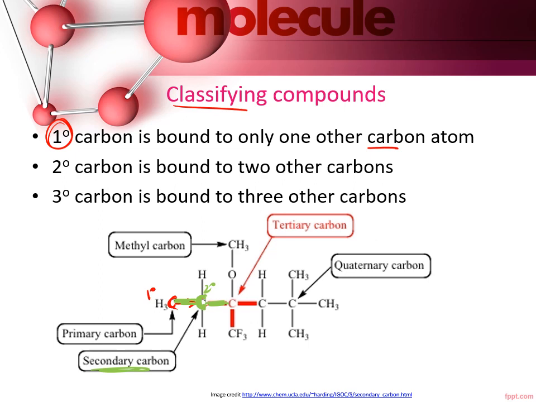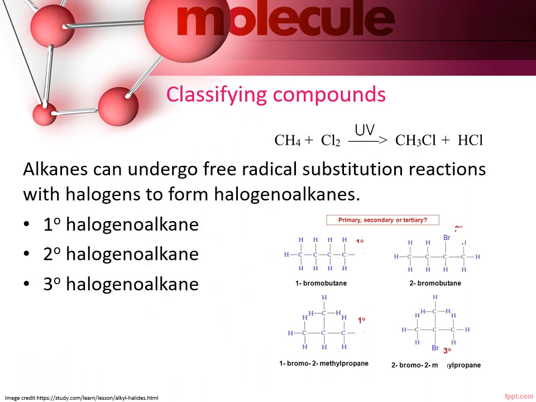This carbon right here is bound to three carbons. That makes it tertiary carbon. This guy way over here, this guy is very special. It is bound to one carbon, two carbons, three carbons, four carbons. That makes it quaternary. Good. So again, we care about this because these compounds will react differently depending on how many carbons they are stuck to. We can also classify our halogenoalkanes by the same method, basically.